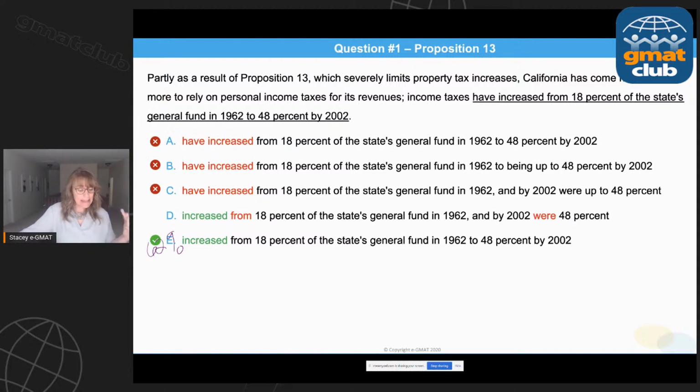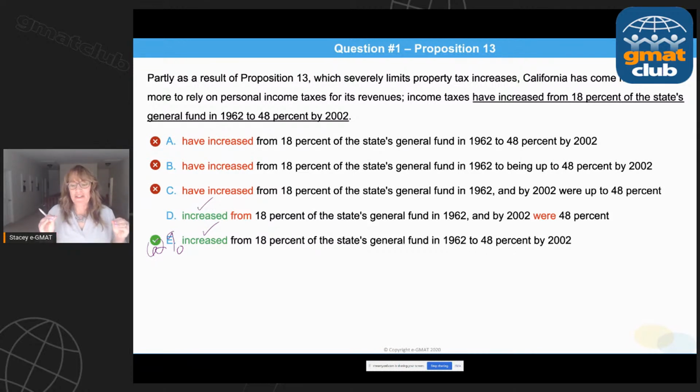Now, D and E both use increased, right? Which is the simple past tense form. So the income taxes increased from 18% of the state's general fund in 1962 to 48% by 2002. Now, if you landed on choice D, if you were able to reconcile the verb, and you picked increased here, because that is the correct verb, great job. You've got your verb straightened out.